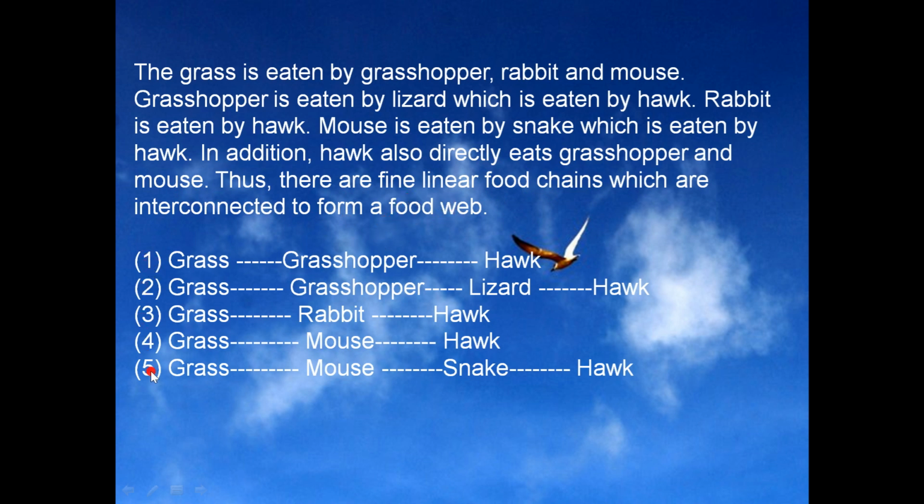So there are certain examples over here: the grass to the grasshopper to the hawk; grass to the grasshopper, lizard and hawk; grass to the rabbit and hawk; grass eaten by the mouse and the hawk; grass, mouse, snake and hawk. So these are interlinked with each other, and the stars are the grass, the producers, and these are all consumers that depend on each other. Such a type of chain is present in the food web.